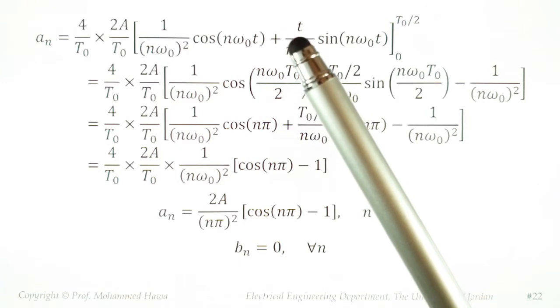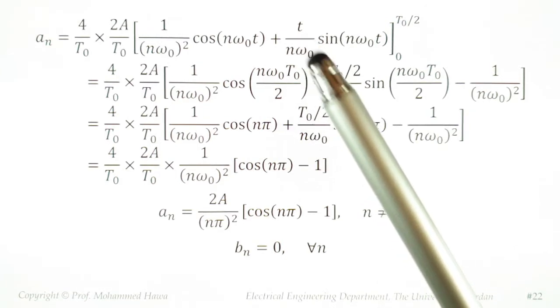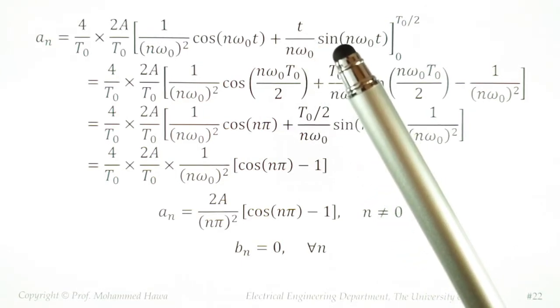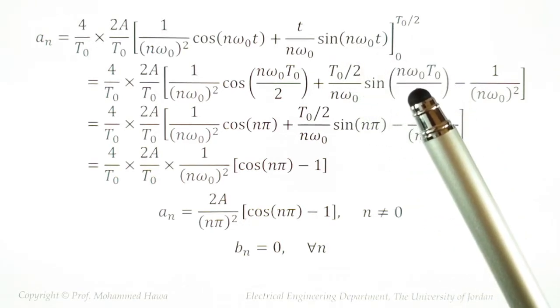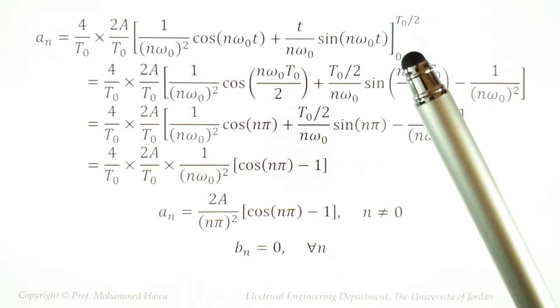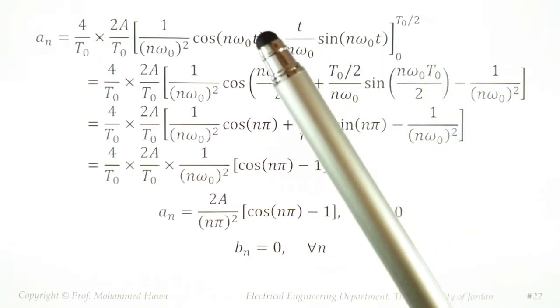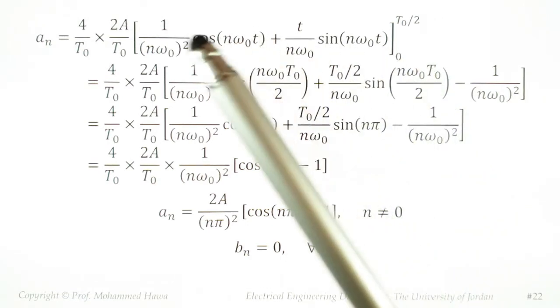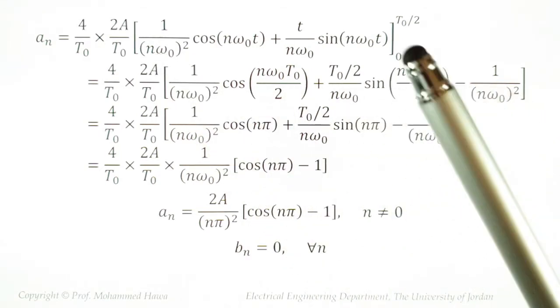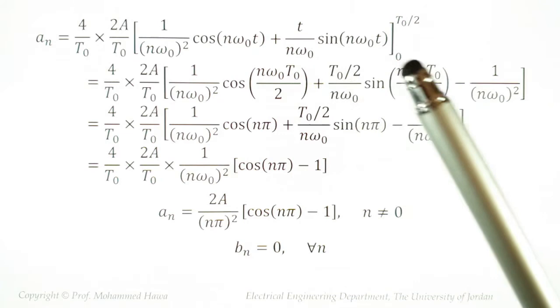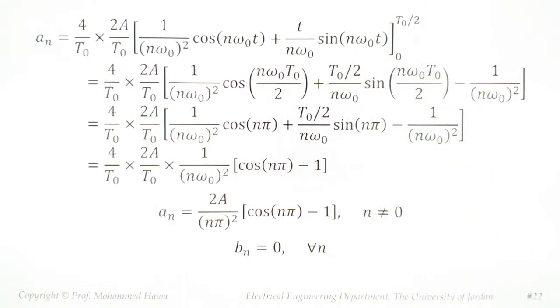Plus I'll substitute t naught over 2 here as well. You get t naught over 2, and inside the sine you get sine n omega naught t naught over 2. And then minus, I'll substitute 0 inside the cosine, you get cosine 0, that's 1. You're left with 1 over n omega naught square. If you substitute 0 here, you get 0. If you substitute 0 inside the sine, you get sine 0, also 0. So you don't get anything here.